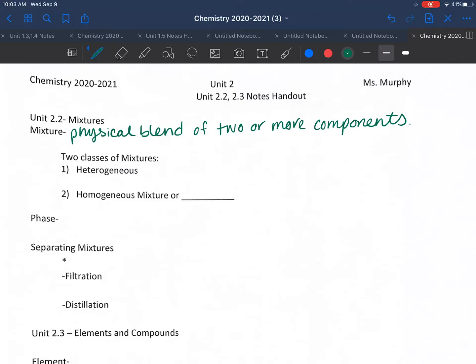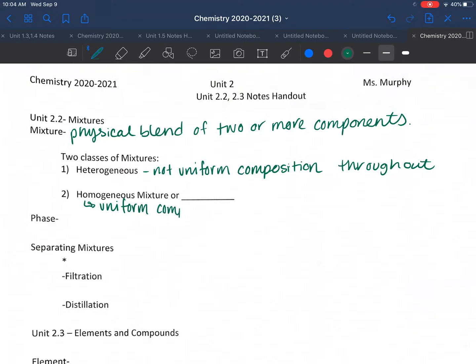Heterogeneous is defined as not uniform composition throughout. Which then we can assume that homogeneous is going to be defined as having a uniform composition. Another term that we use for a homogeneous mixture is a solution.